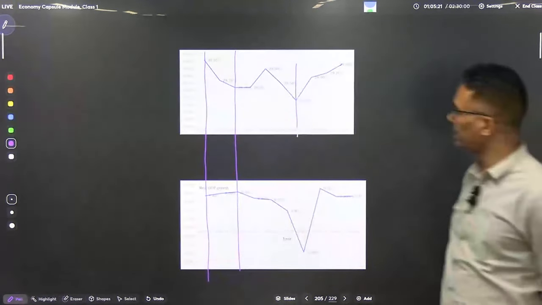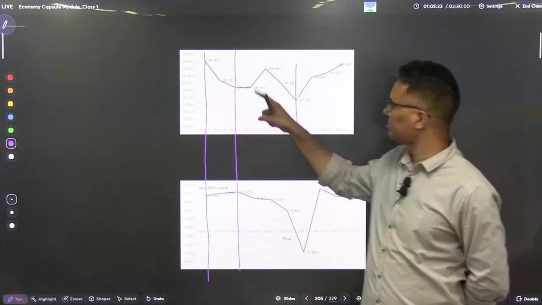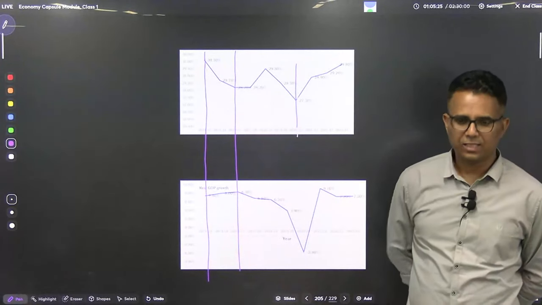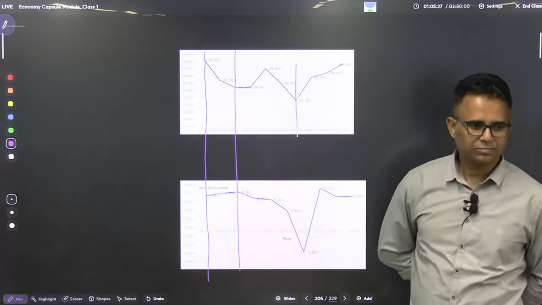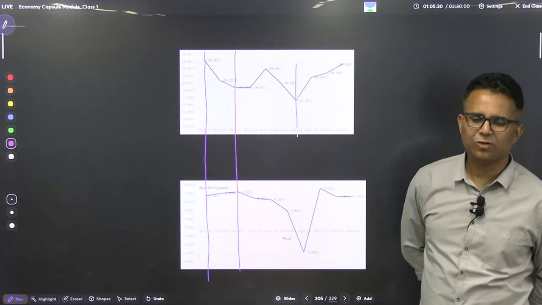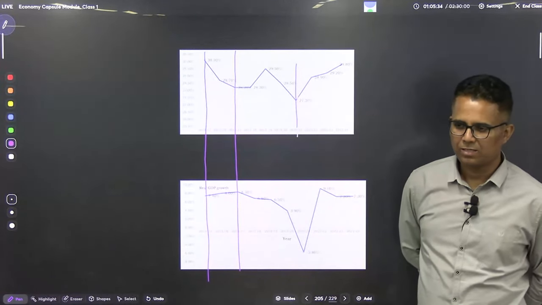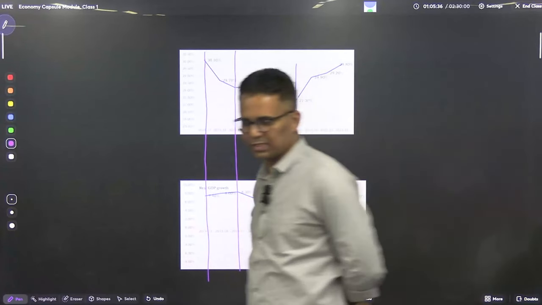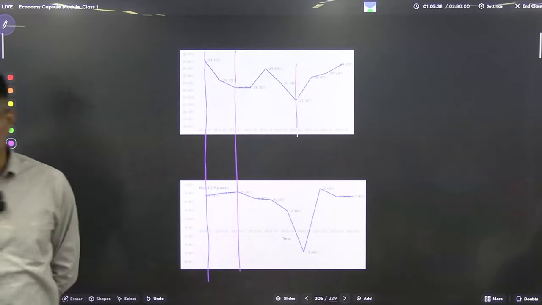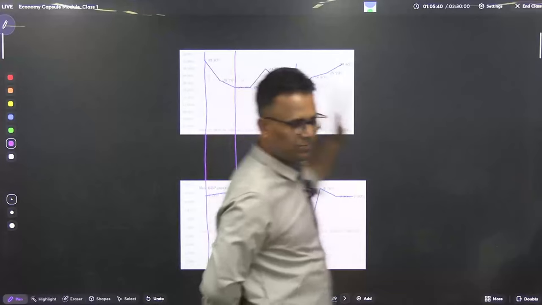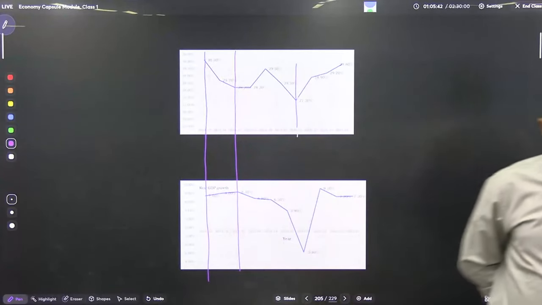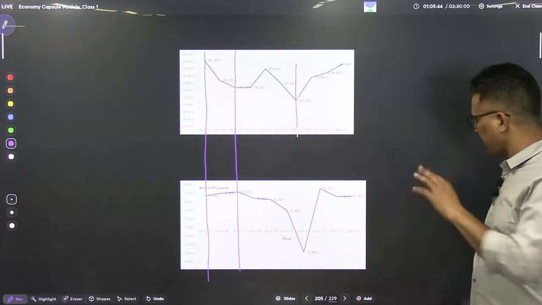Anyone? Why was investment declining? NPA crisis. NPA crisis, or bhi reasons hote hain, but the major was the NPA crisis. Non-performing assets, banks. Banks started declaring NPAs, Raghuram Rajan ke regime. A lot of banks started declaring NPAs. Theek hai, we'll come to this.